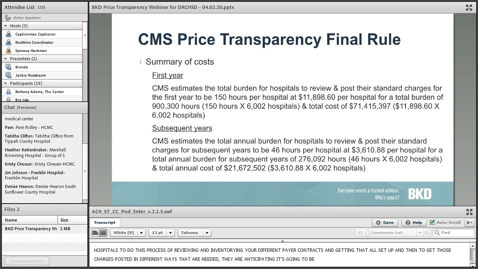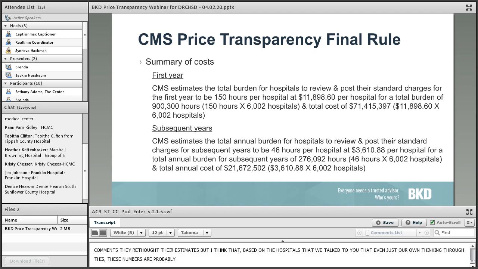So in the first year, CMS says that the total burden for hospitals to do this whole process of reviewing and inventorying your different payer contracts, getting that all set up, and then getting those charges posted in the two different ways that are needed, they're anticipating is going to be about 150 hours per hospital, $12,000 per hospital. In subsequent years, because you've already got the process established, the burden won't be as heavy. They're anticipating about 46 hours per hospital, or $3,000.